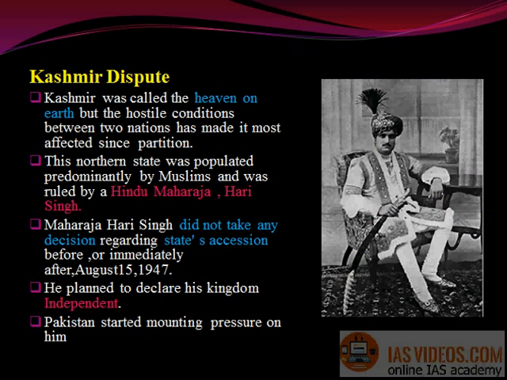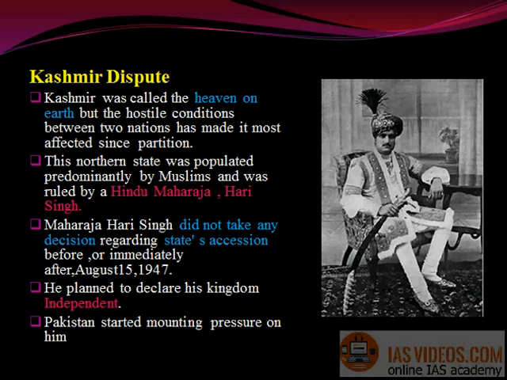Kashmir dispute. Kashmir was called heaven on earth, but the hostile conditions between the two nations have made it the most affected since partition. This northern state was populated predominantly by Muslims and was ruled by a Hindu Maharaja, Hari Singh. Maharaja Hari Singh did not take any decision regarding state succession before, or immediately after, August 15, 1947. He planned to declare his kingdom independent.